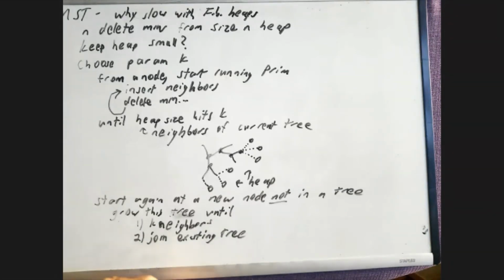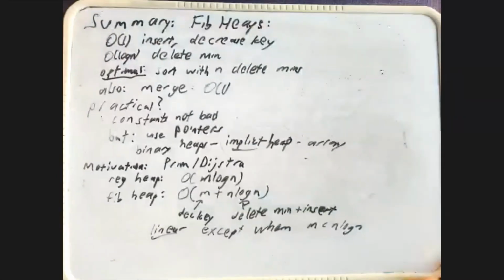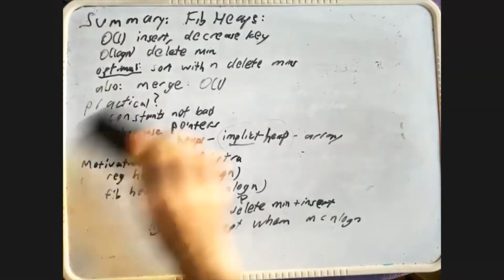And eventually, all the nodes are in a tree. Okay. So now it appears that I've run out of work to do. I've grown lots of little trees, and each of them has a neighborhood that's too big for me to keep growing. So how can I make more progress?